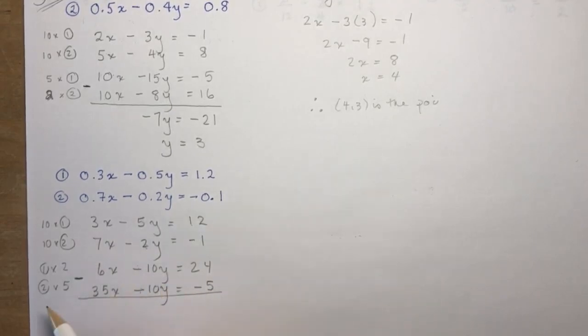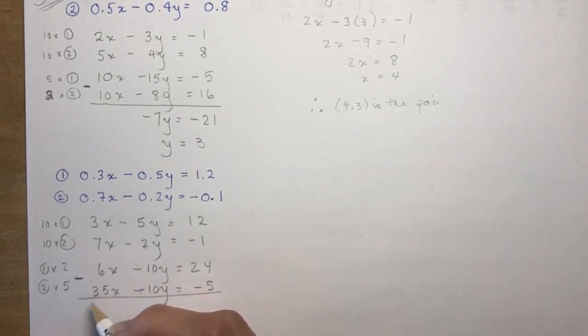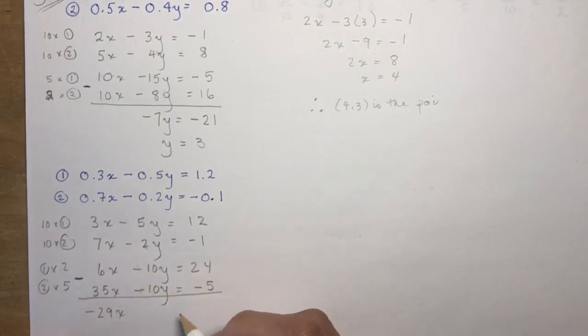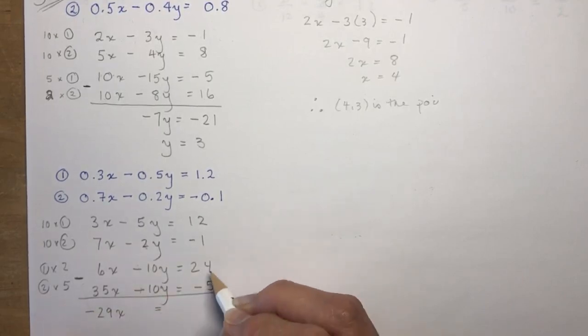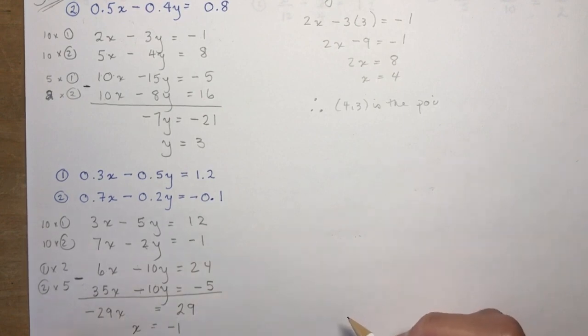Now, you could have done this equation by minus 5, and that would have meant this would all have changed signs. One or the other, okay? So 6 minus 35, that's going to be minus 29x. These are gone. And 24 minus minus 5 is 29. So that's going to give me x equals negative 1.